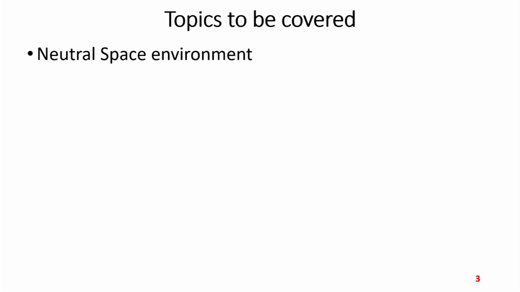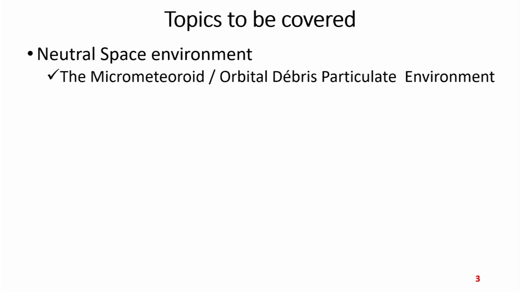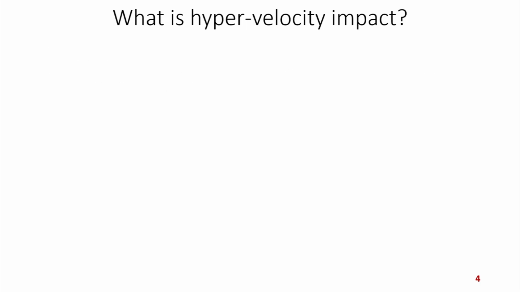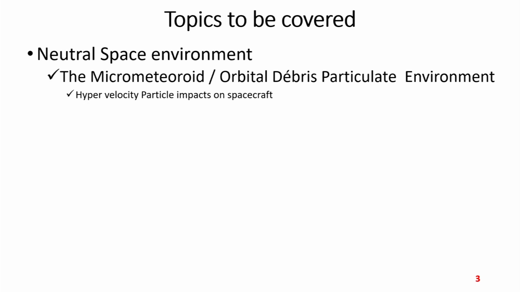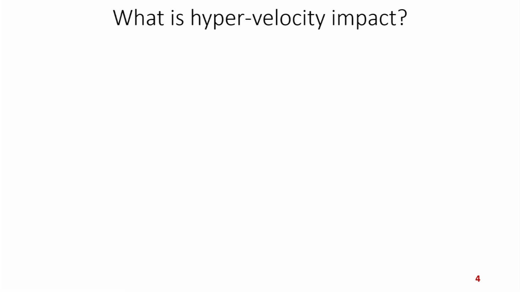Here we will consider the particulate environments, and the particulate environment consists of micrometeoroids and orbital debris. We will see what those things are and how they affect the spacecraft. Basically, the effect is called hypervelocity impacts. We will see what hypervelocity impacts are and how this particulate environment is very detrimental to the health of the spacecraft.